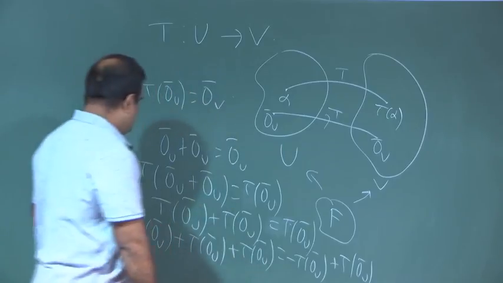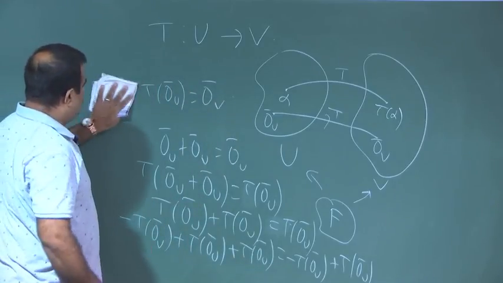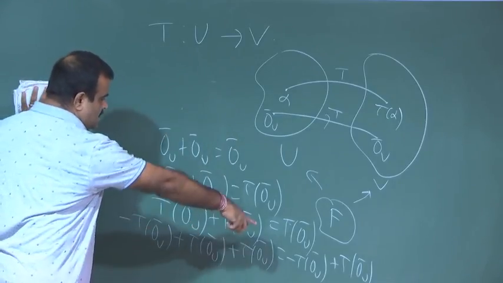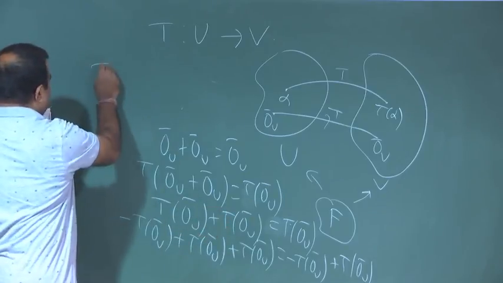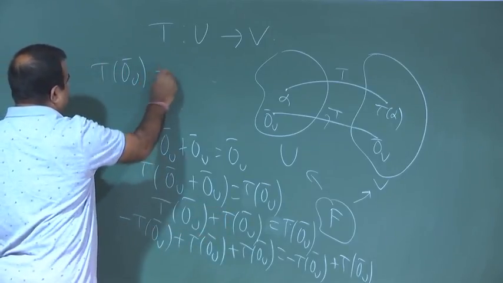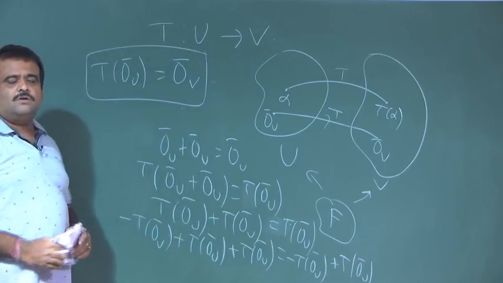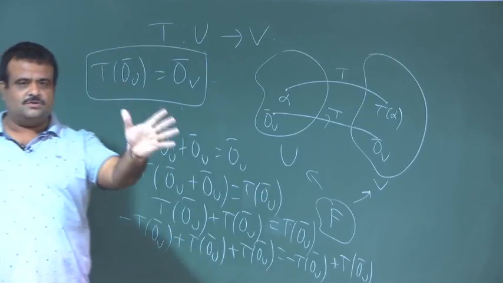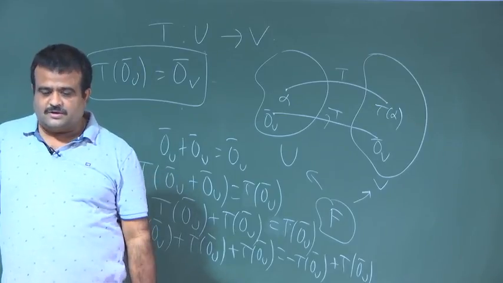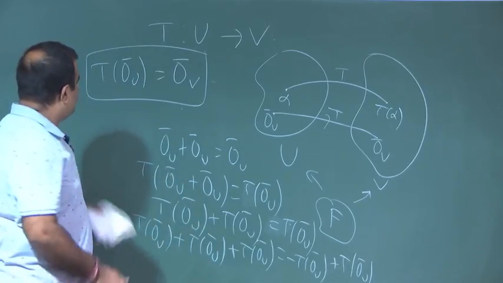So, by the associativity law this will cancel out, and T of 0_u is nothing but 0_v. So, the 0 vector is going to the 0 vector of the other vector space. Okay. This is one property.